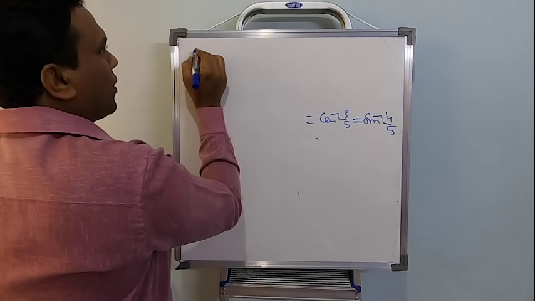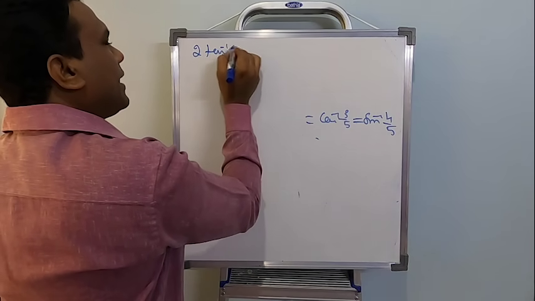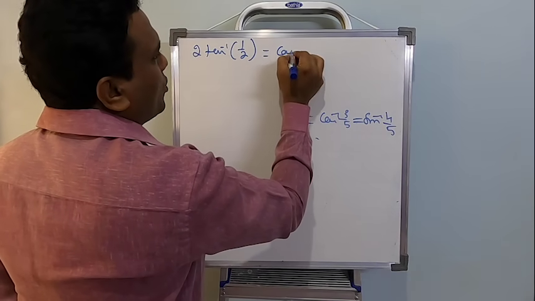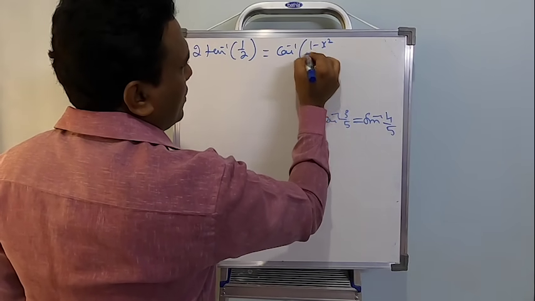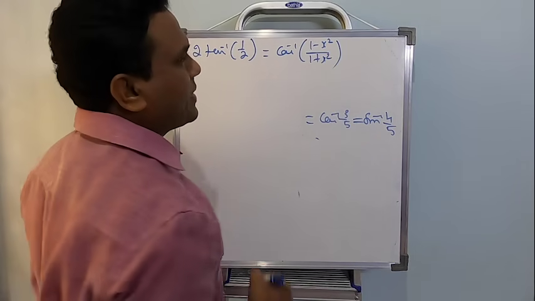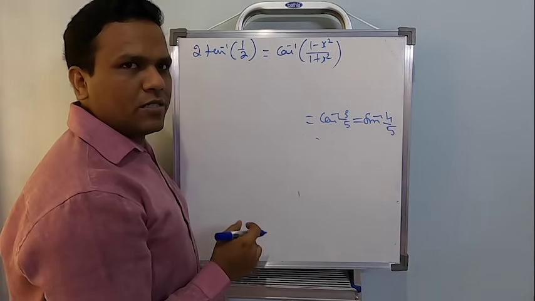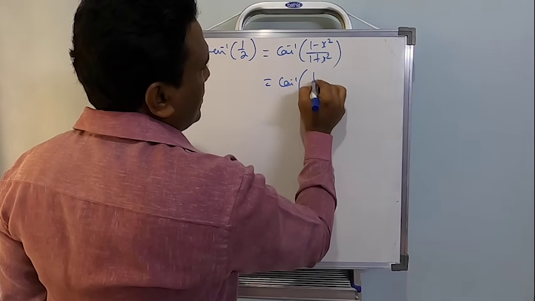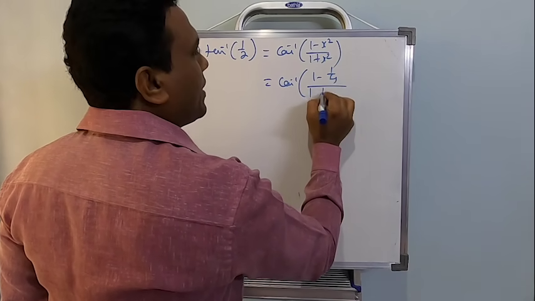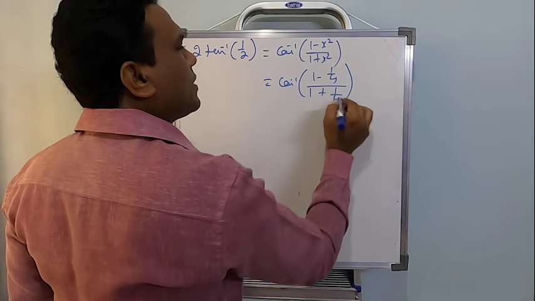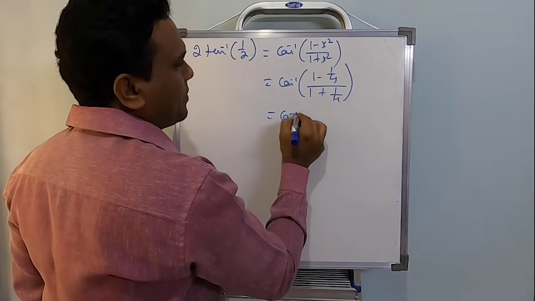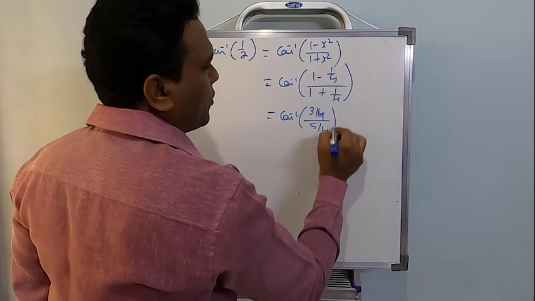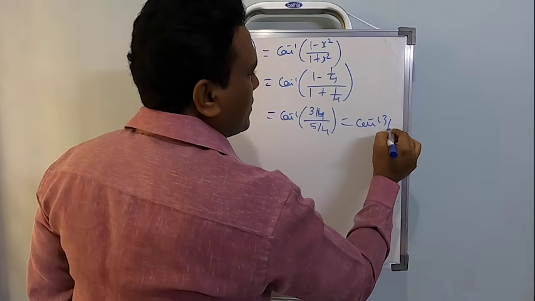Now what we got finally was 2 tan inverse 1 by 2. Correct? Now we have a formula directly. 2 tan inverse x is cos inverse of 1 minus x square by 1 plus x square. First we will convert it to cos inverse. Now this can be written as cos inverse of 1 minus 1 by 4 divided by 1 plus 1 by 4. That's fine. So after taking LCM, cos inverse 3 by 4 divided by 5 by 4, or simply it's going to be cos inverse of 3 by 5.